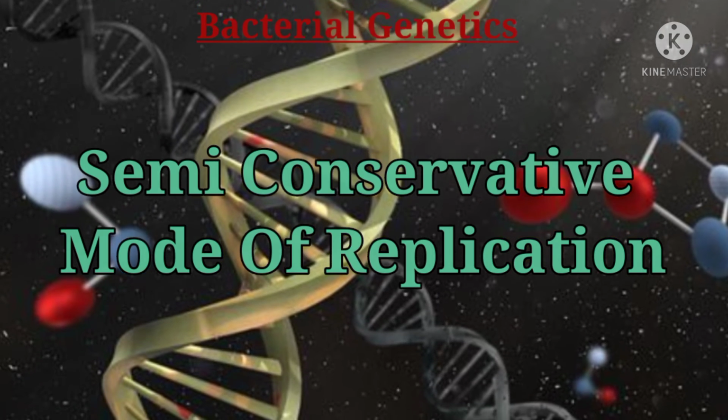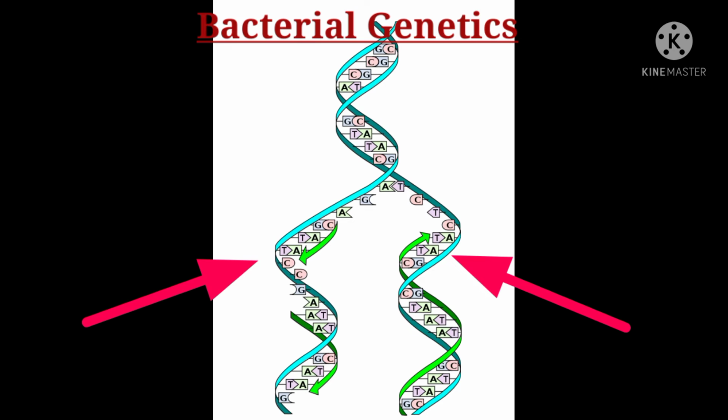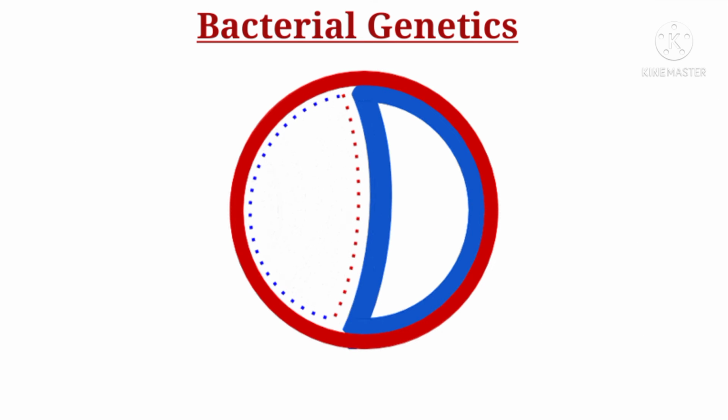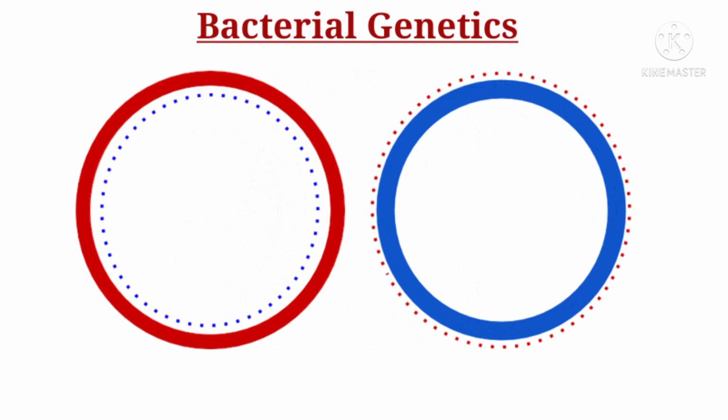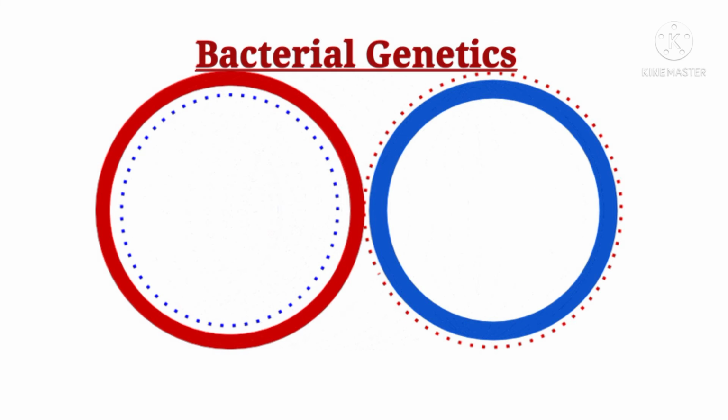Next, we are going to see what is semi-conservative mode of replication. During replication of the bacterial genome, each strand in double helical DNA serves as a template for synthesis of a new complementary strand. Each daughter double-stranded DNA molecule thus contains one old polynucleotide strand and one newly synthesized strand. This type of DNA replication is called semi-conservative.